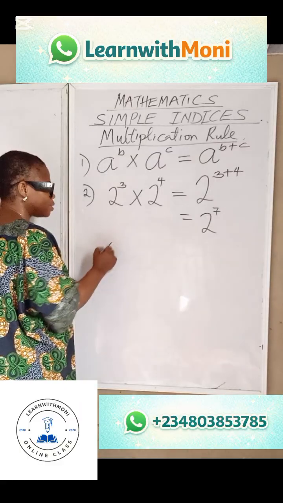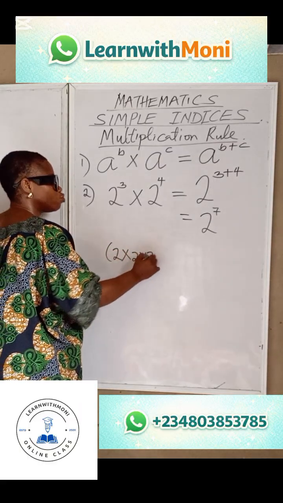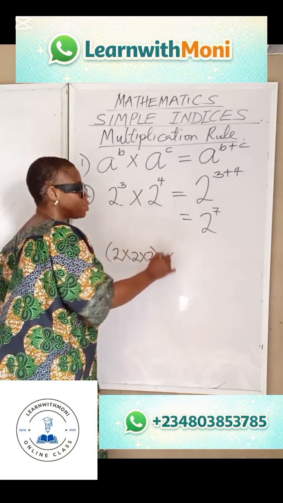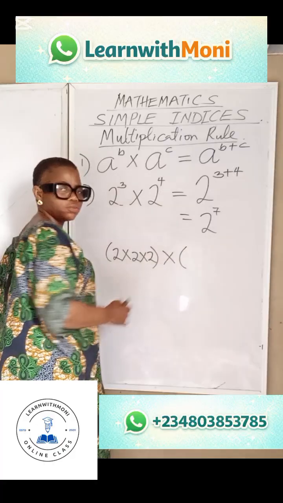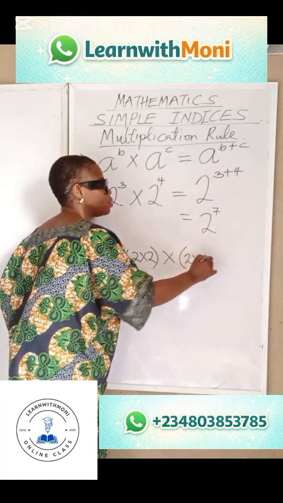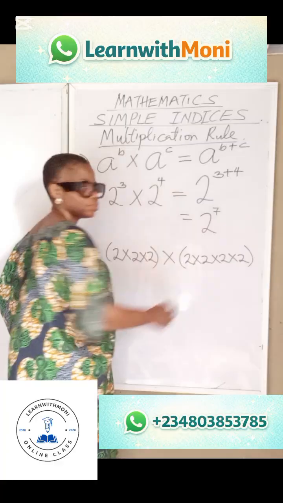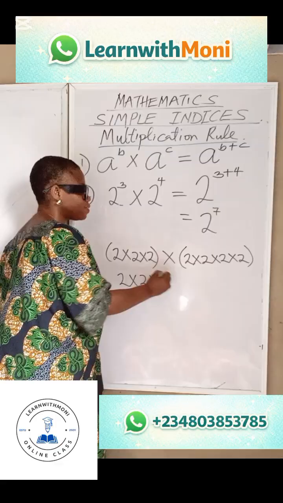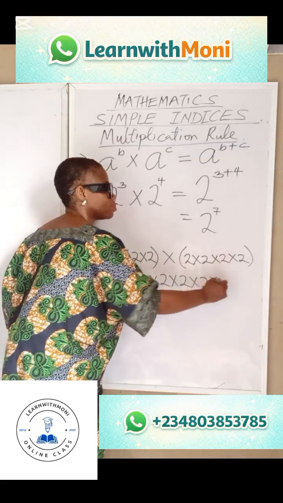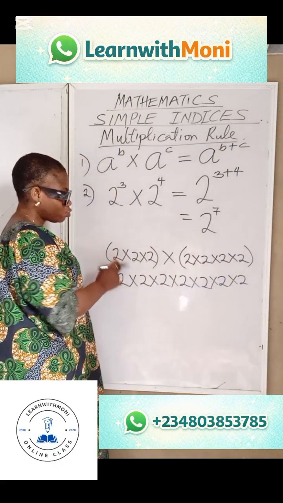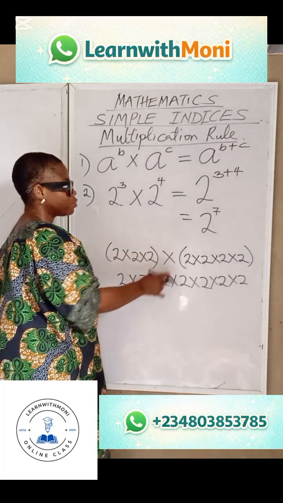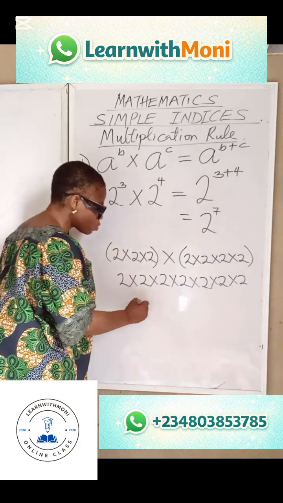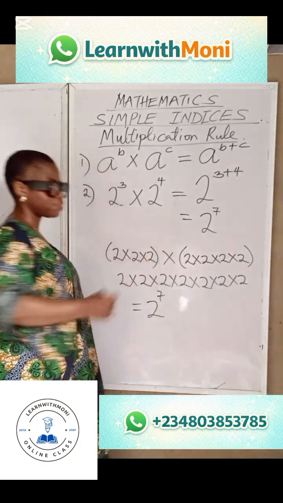2 raised to power 3 means that I have 2 times 2 times 2, 2 multiplying itself in 3 places. Then this other multiplication between them. And 2 raised to power 4 means 2 multiplying itself in 4 places, 2 times 2 times 2 times 2. By the time you remove this bracket, you have 2 multiplying itself in 7 places. Is that correct? 2 times 2 times 2 times 2 times 2 times 2 times 2, which is equal to 2 multiplying itself in 7 places.